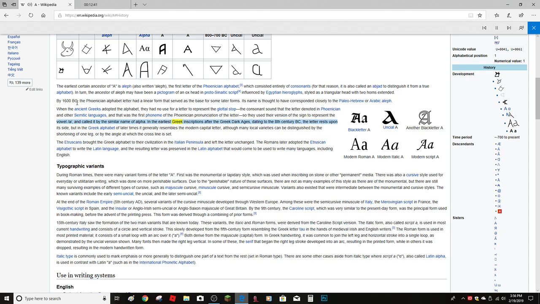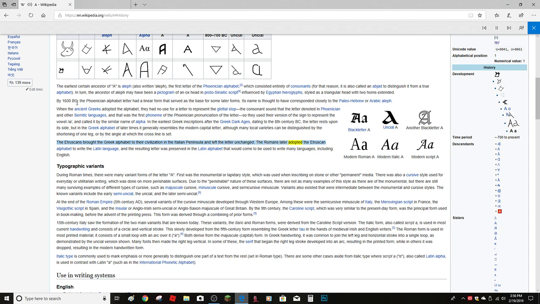In the earliest Greek inscriptions after the Greek Dark Ages, dating to the 8th century BC, the letter rests upon its side, but in the Greek alphabet of later times it generally resembles the modern capital letter, although many local varieties can be distinguished by the shortening of one leg, or by the angle at which the cross line is set. The Etruscans brought the Greek alphabet to their civilization in the Italian peninsula and left the letter unchanged.